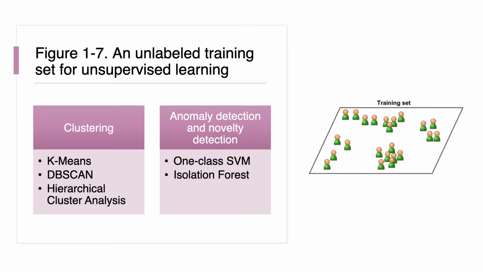For example, say you have a lot of data about your blog's visitors. You may want to run a clustering algorithm to try to detect groups of similar visitors, figure 1-8. At no point do you tell the algorithm which group a visitor belongs to; it finds those connections without your help. For example, it might notice that 40% of your visitors are males who love comic books and generally read your blog in the evening, while 20% are young sci-fi lovers who visit during the weekends. If you use a hierarchical clustering algorithm, it may also subdivide each group into smaller groups. This may help you target your posts for each group.